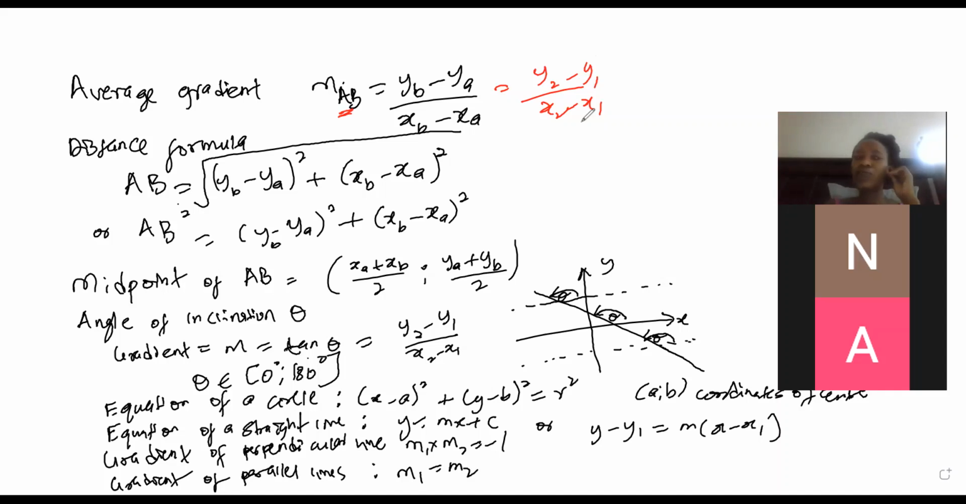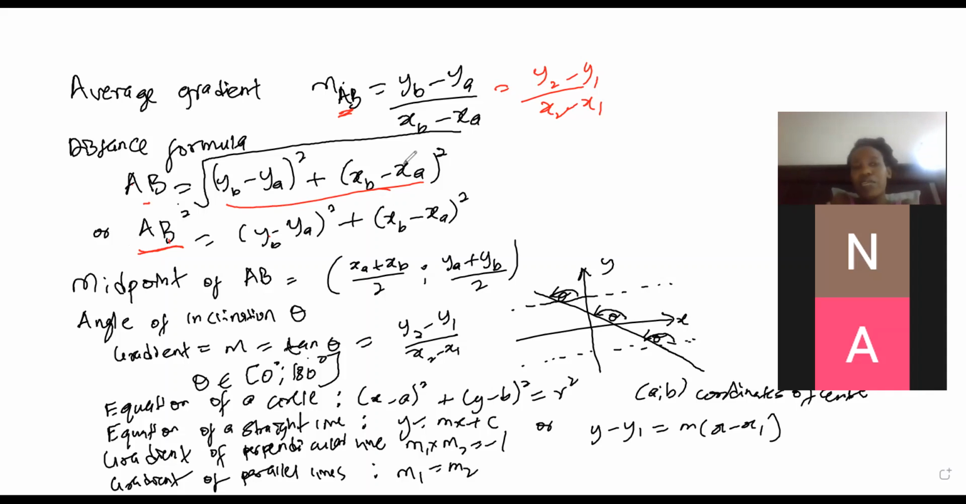The next formula is the distance formula. So if they ask you to calculate the distance between 2 points, this is the formula you're going to use. So AB squared, which is that distance, is going to be a change in y squared plus change in x squared. So either y2 minus y1 squared plus x2 minus x1 squared, whatever you decide to use there. Then if it's AB squared, then AB will be the square root of this whole expression. So that's the distance formula.